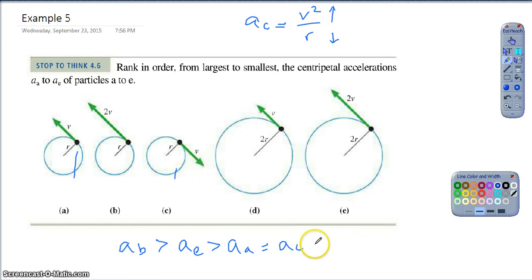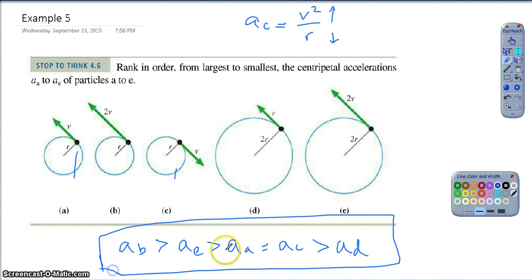And then finally, D would be the smallest acceleration, has the biggest radius and the smallest velocity for that larger radius. So anyway, hopefully you weren't having too much trouble getting these, and hopefully you took a moment to try that on your own, but that is the correct order for our acceleration.